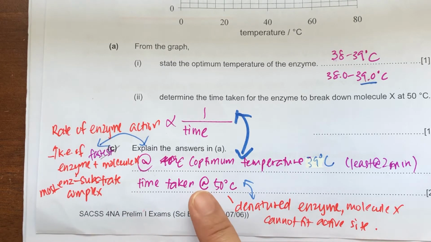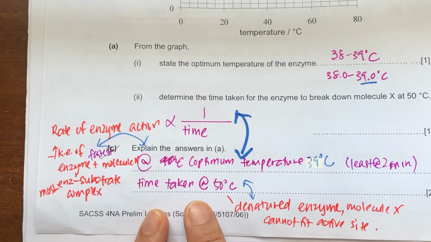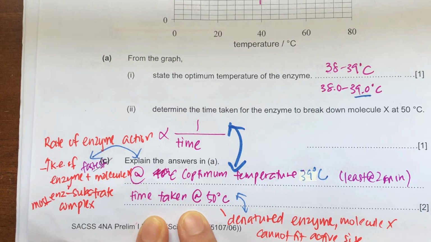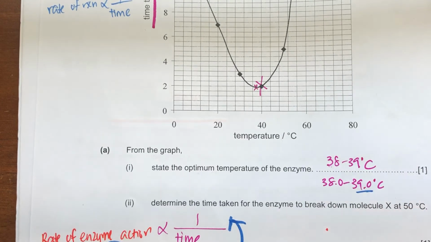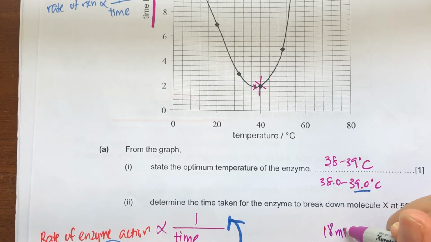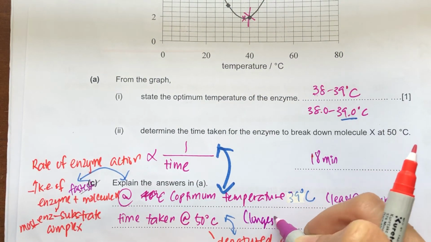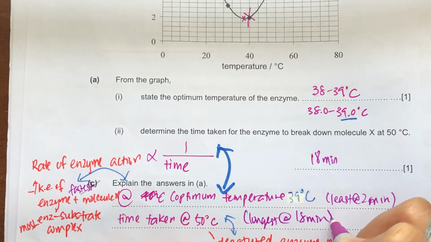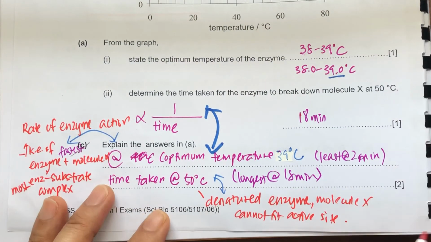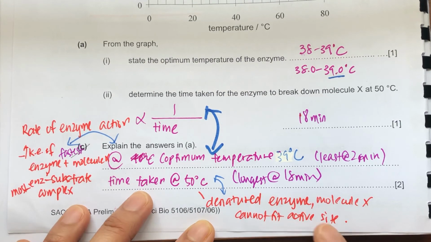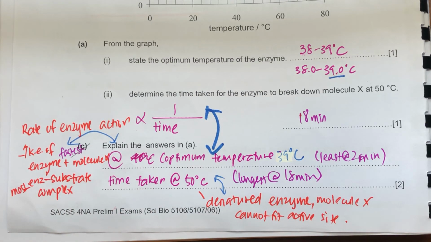For the second answer, part A part 2, the time taken is quite long, about 18 minutes. You will need to explain why it is the longest at 18 minutes. The explanation is that the enzyme is denatured, so molecule X cannot bind to the active site. This is for question 4 of paper 6.